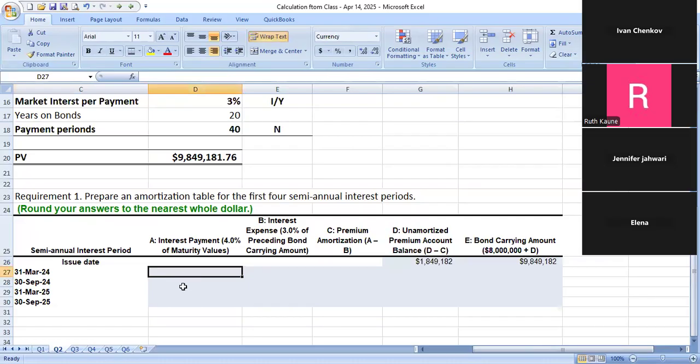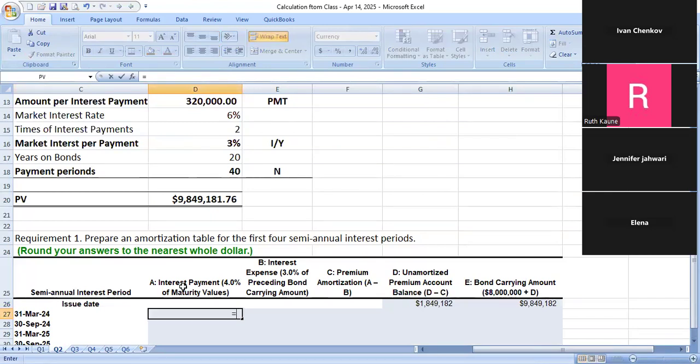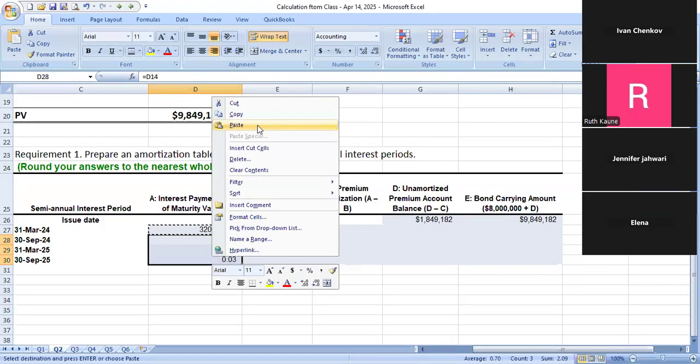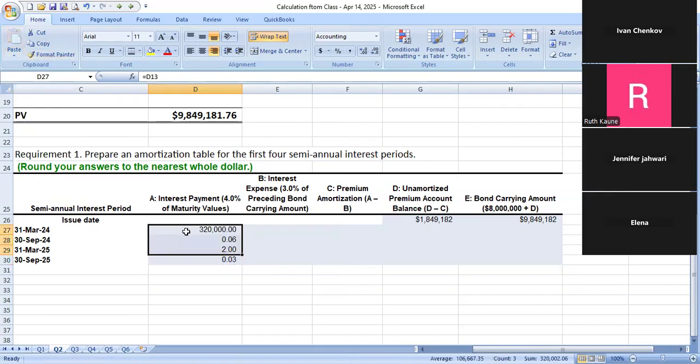So how much will my interest payment be? What are you going to say? 320,000? 320,000. How is this payment going to change? It's not, so I can copy it and paste it all the way to the end. Not like that. Let's paste it as a value. Control C and paste as a value, 320,000.